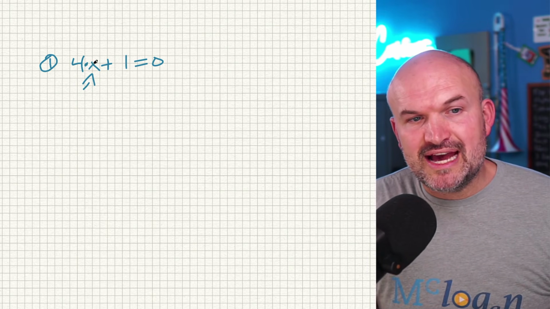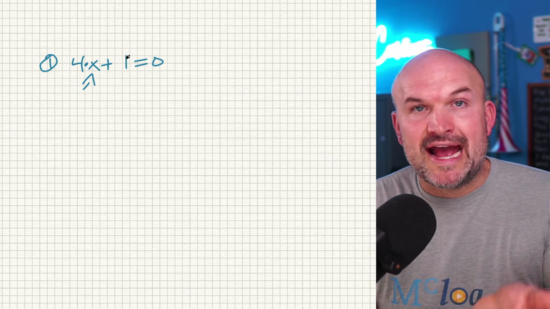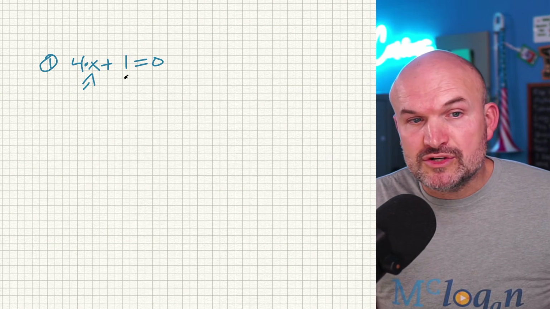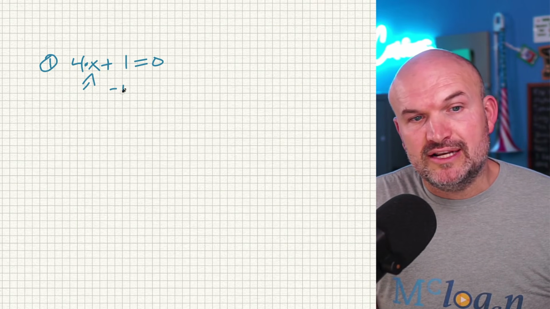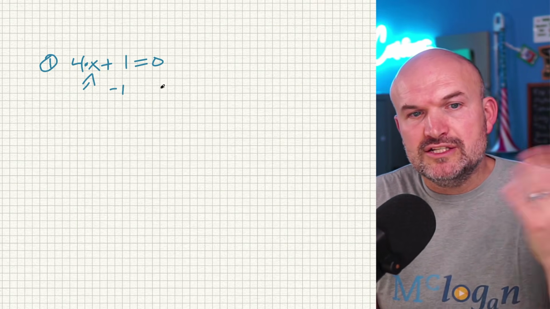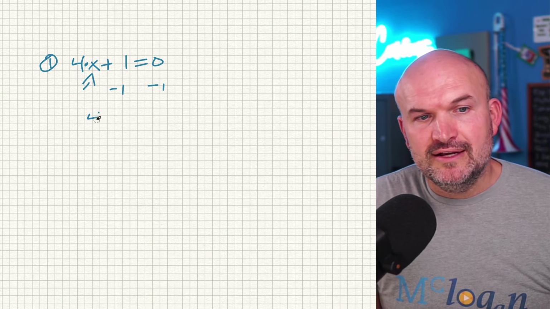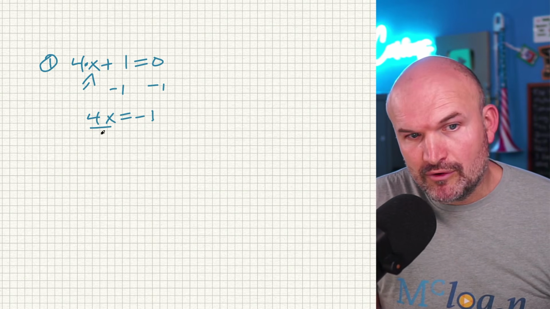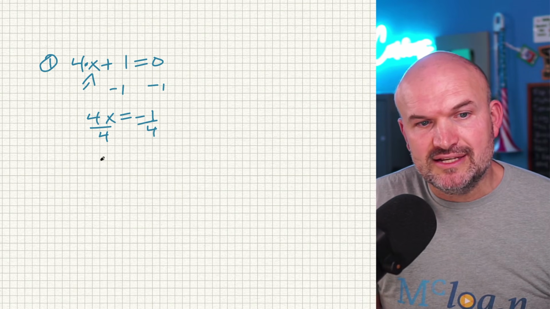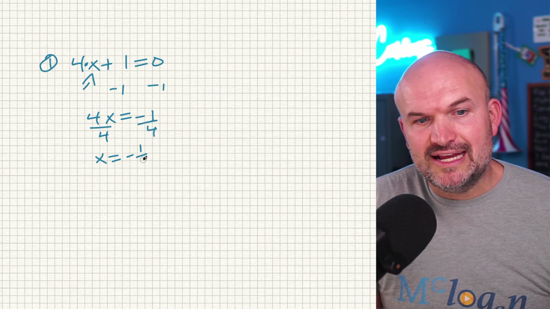So in this example, we see you have an x, it's being multiplied by 4, and it's being added by 1. So using our reverse order of operations, the first thing we need to undo is the adding 1. So we're going to subtract 1 on both sides. Now I get 4x is equal to negative 1. To undo multiplication by 4, I'm going to divide by 4 on both sides. And here I get x equals negative 1/4.